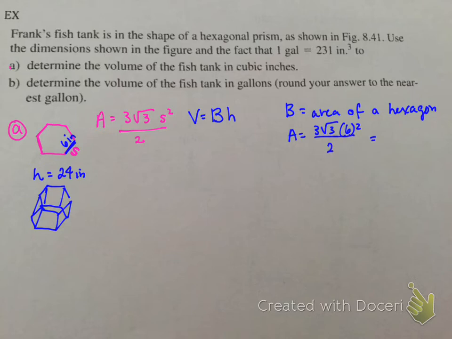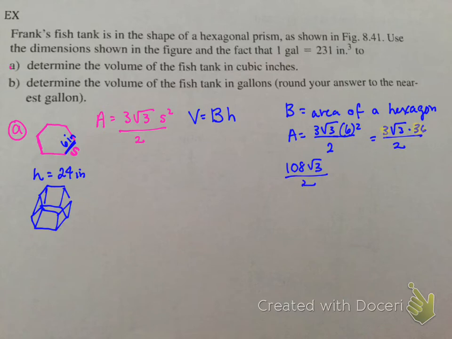So what do I get? I get 3 times the square root of 3 times 36, all over 2. The 3 outside of the radical times 36, we can do that. So once again, get out your calculator. 3 times 36 will give me 108, so in the numerator I have 108 radical 3, over 2.